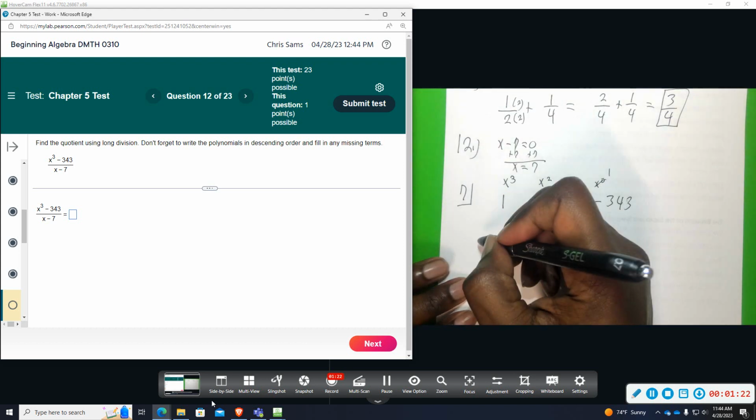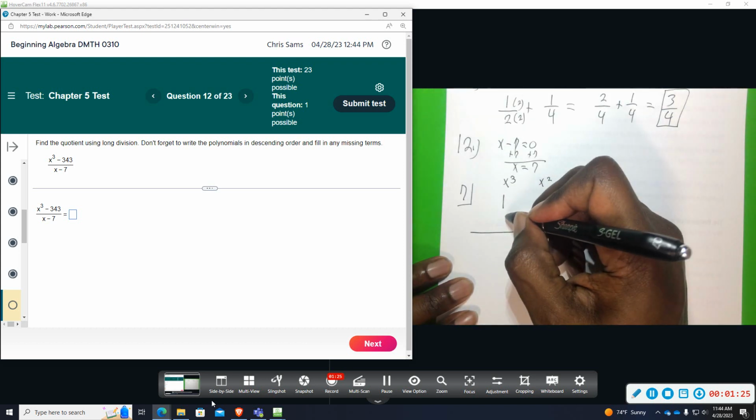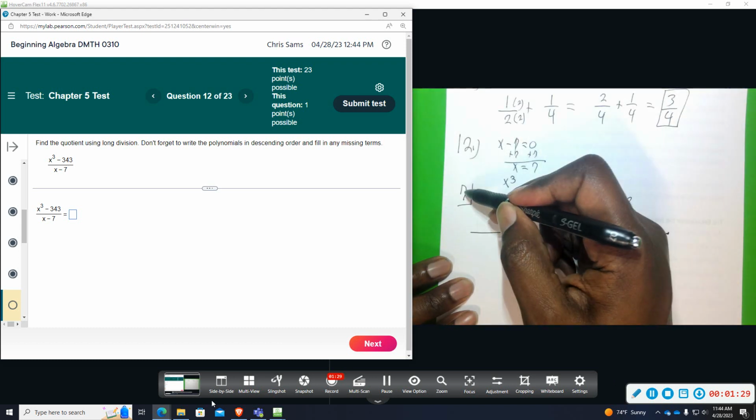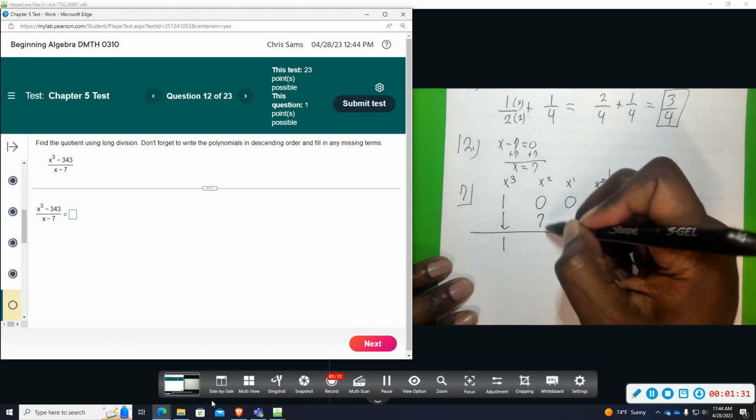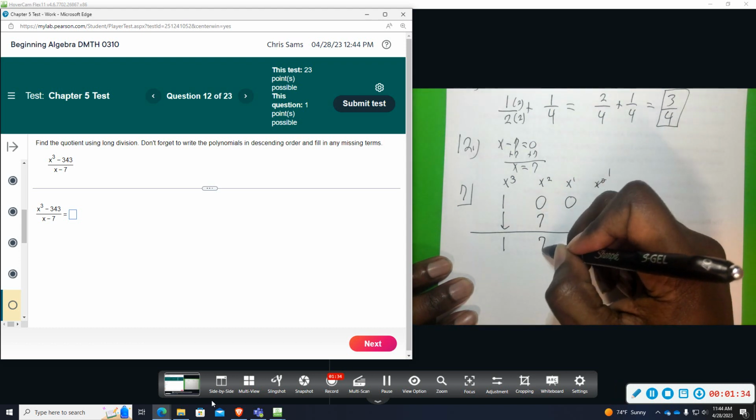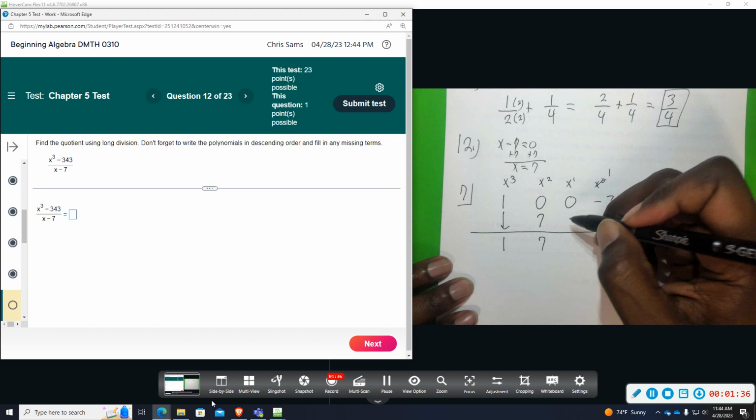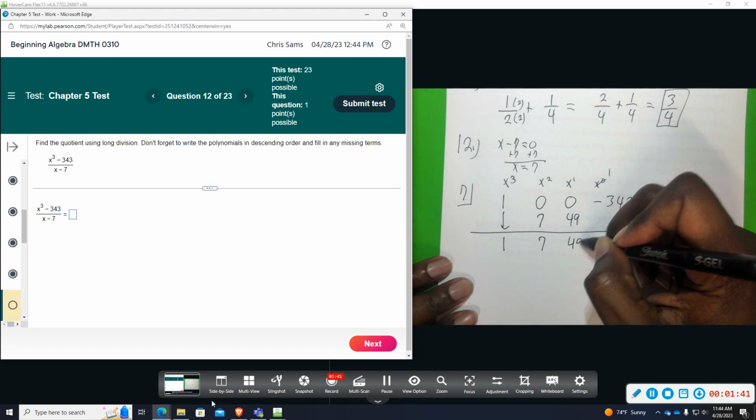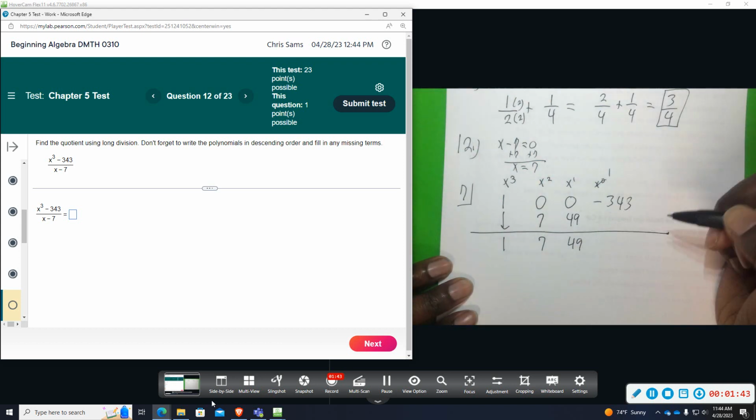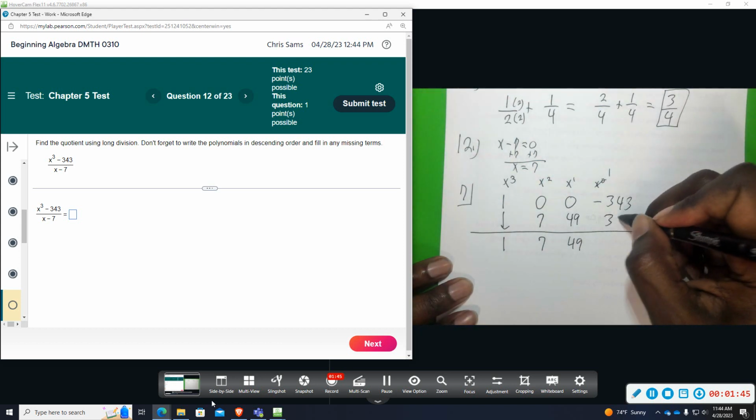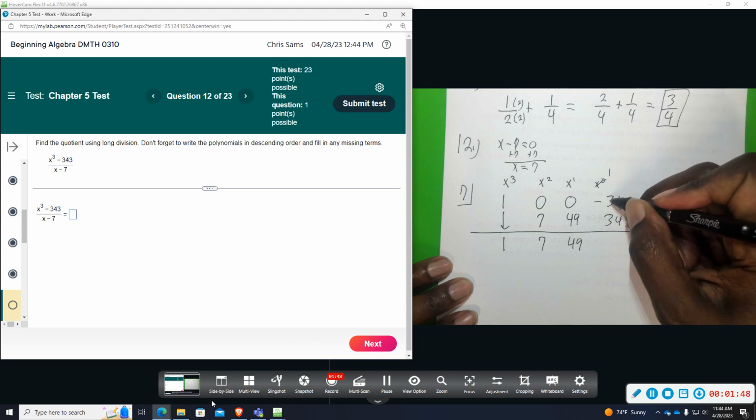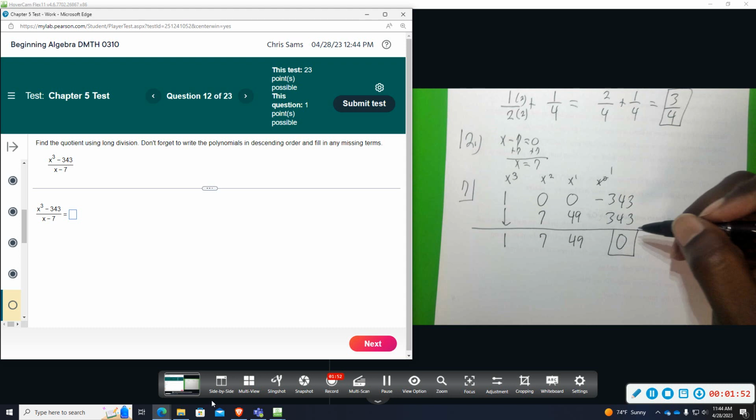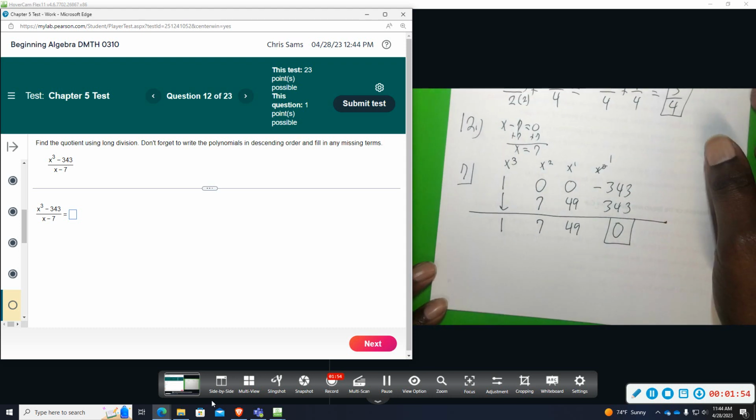343. All right, you draw a line, skip some space, bring the first term straight down, and then we'll multiply. 7 times 1 is 7. Add that. That would just give us 7. 7 times 7 is 49. Add, and that just gives us 49. 7 times 49 is 343. Combine these, negative and positive will cancel out and end up with 0. So this goes in evenly, no remainder, which is always nice.